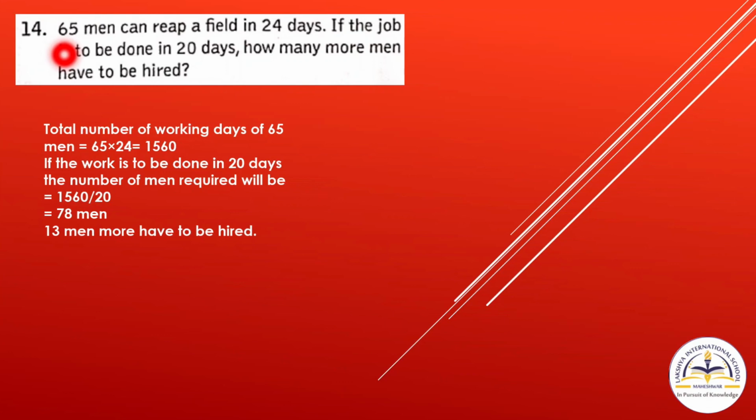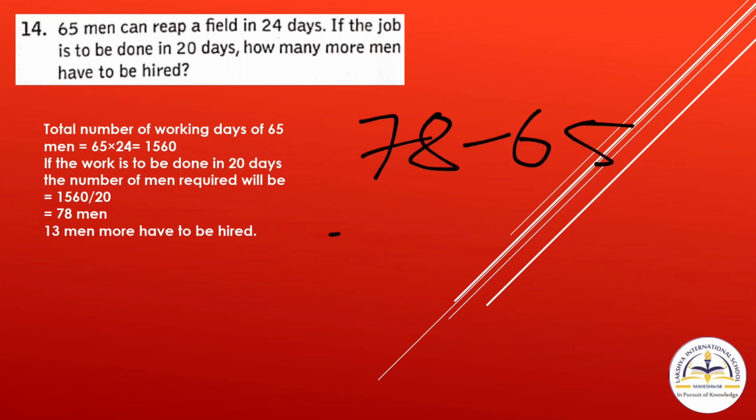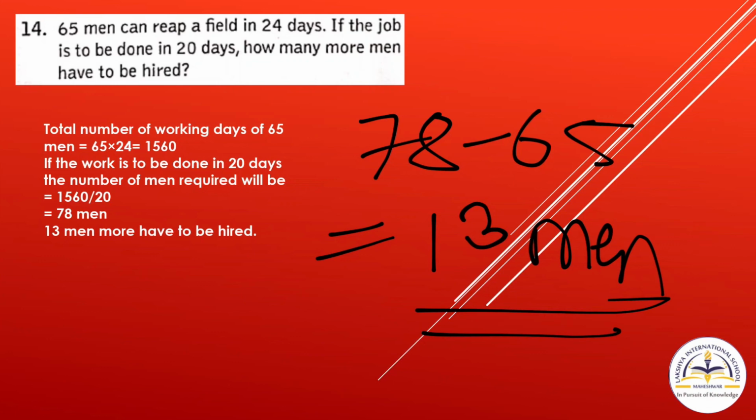Now 14th question. 65 men can reap a field in 24 days. If the job is to be done in 20 days, how many more men have to be hired? Now the total number of working days of 65 men will be 65 into 24, that is 1560. Now if the work is to be done in 20 days, the number of men required will be 1560 divided by 20, that will be 78 men. Now 78 minus 65 equals 13 men more have to be hired.